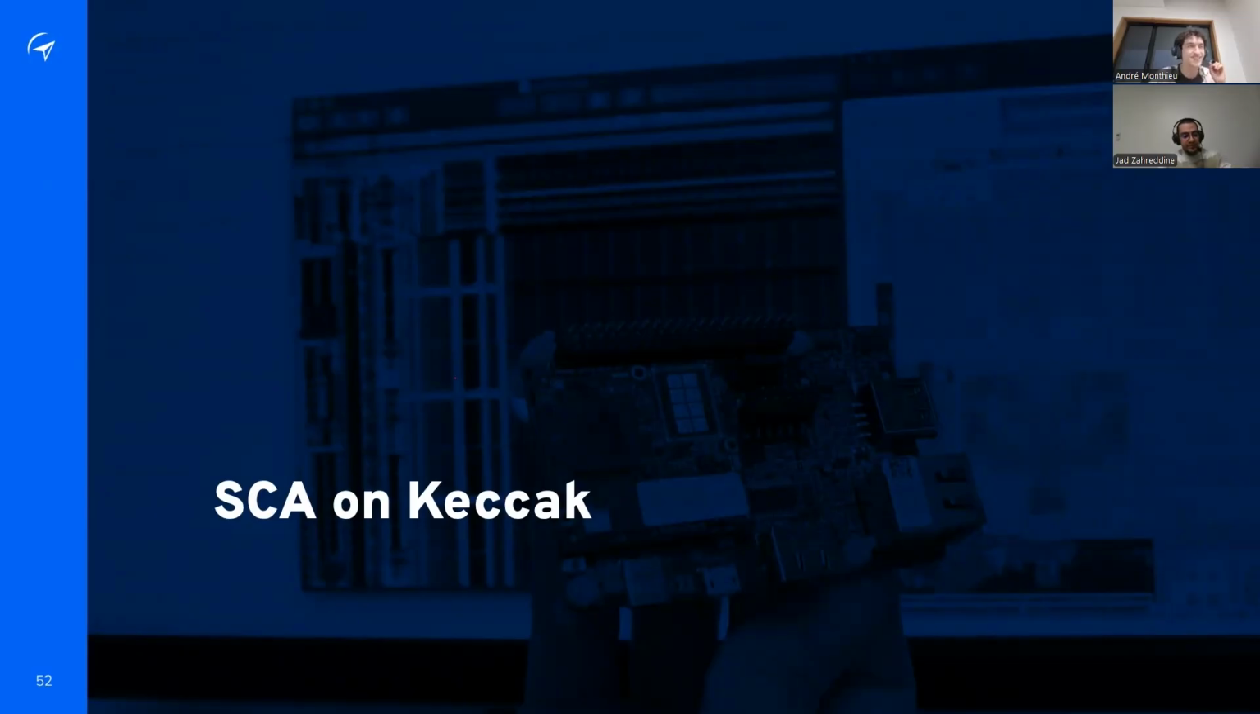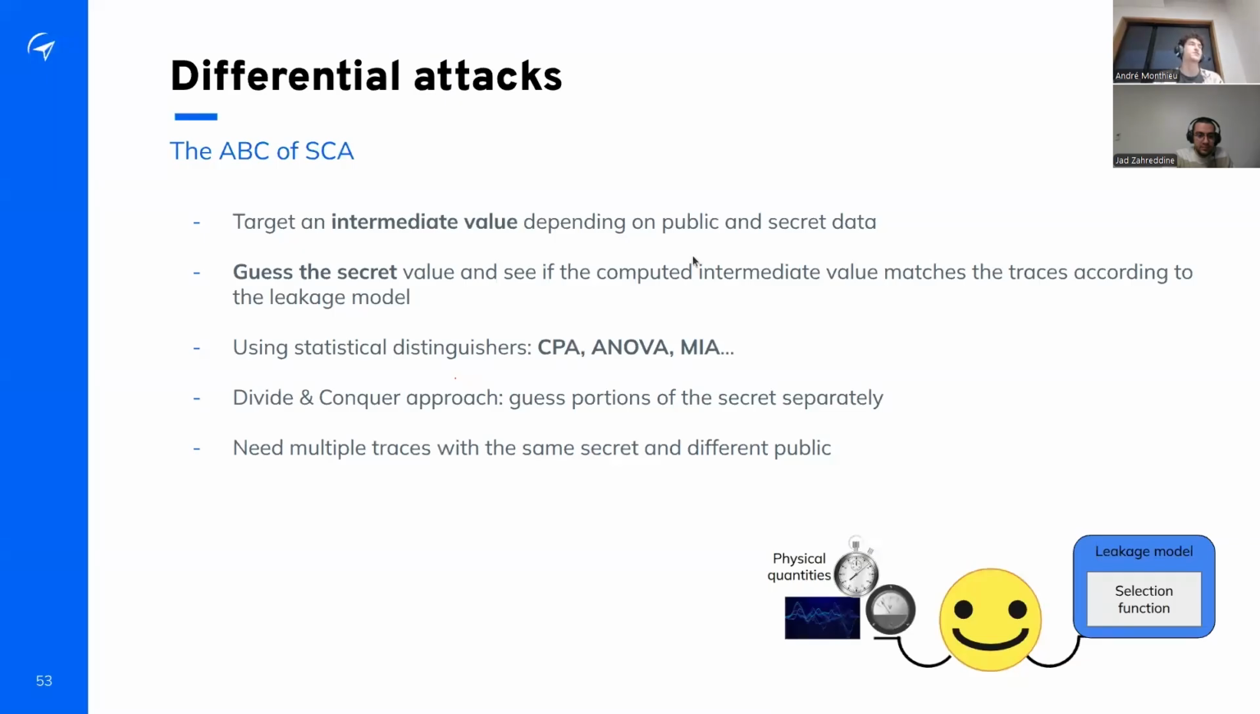Yes, thank you, Jad. Now that we have a better understanding of how Keccak works, let us dive into the side-channel analysis of Keccak. So we are going to start talking about differential attacks. You must already be aware of them, as it really is the ABC of side-channel analysis, but we are going to remind ourselves a little bit what differential attacks are all about.